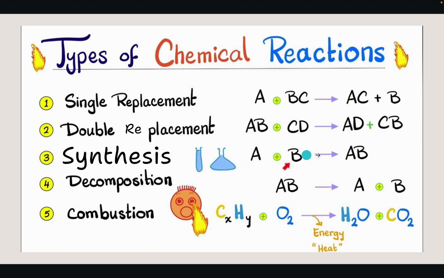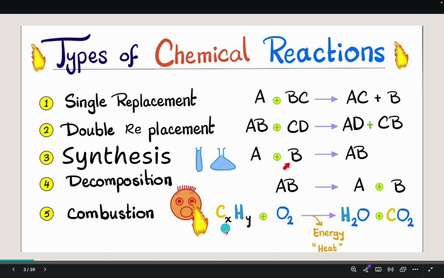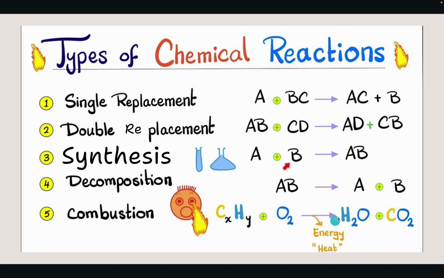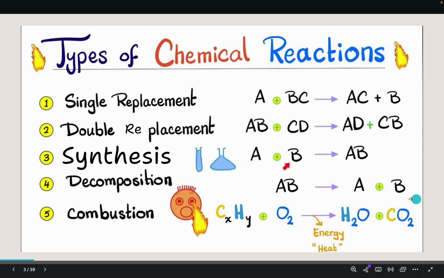So this is A plus B is AB. Very simple, to make into 1. Decomposition, AB splits into A and B. Very simple, 1 makes many. Then combustion. This is the easiest one to identify because it contains only 3 elements: carbon, hydrogen, and oxygen, which is a hydrocarbon here with an X amount of carbons and a Y amount of hydrogens plus O2. And that's going to become products H2O and CO2. No matter what, in any combustion reaction, the products will always be some H2O and some CO2.